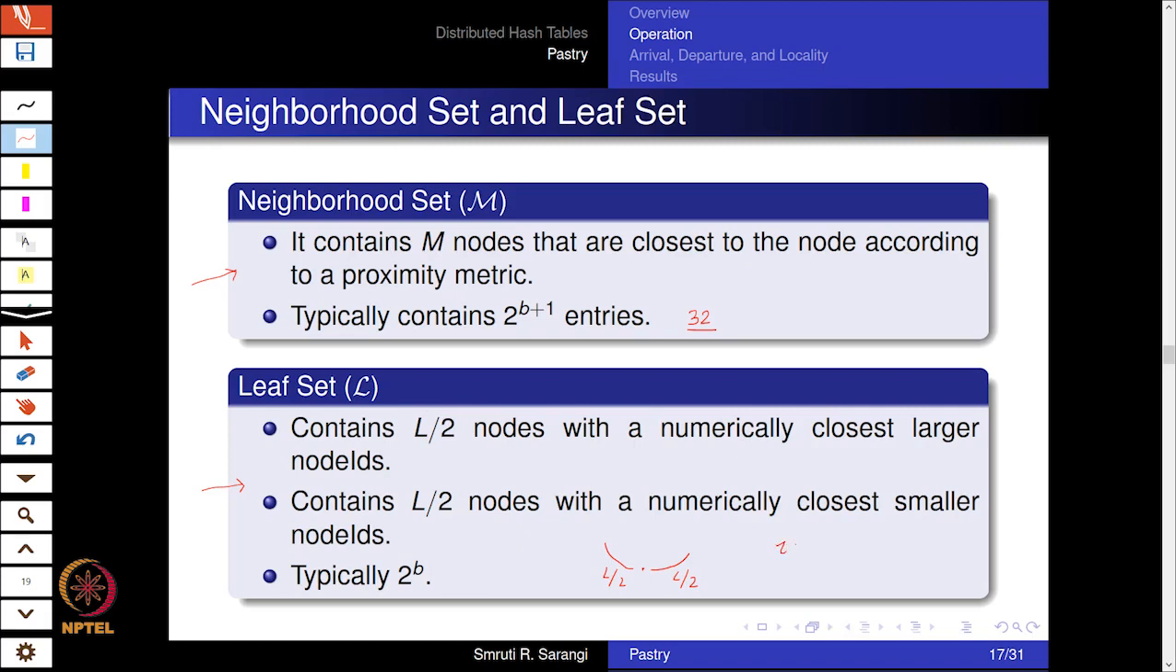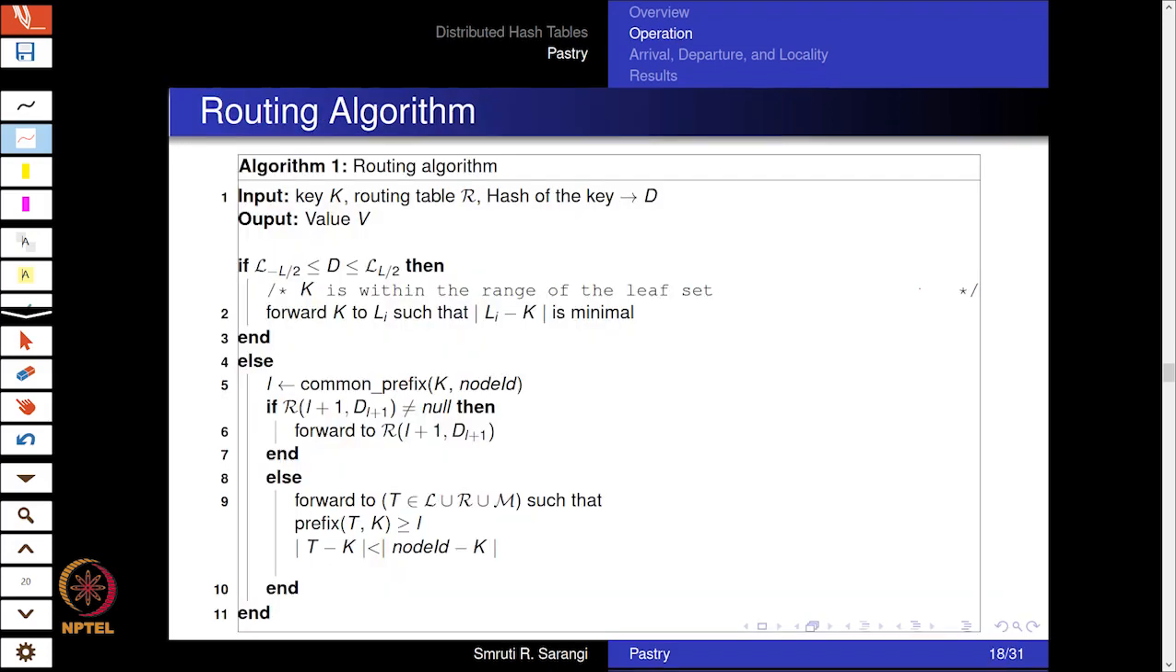So this is a proximity in the ID space, and the neighborhood set is a proximity in the geographical space. In the sense that if I have a node in my data center, other nodes in my data center are a part of my neighborhood, but they are not a part of my leaf set, right? So this kind of captures network proximity or geographical proximity. All right, so keeping these in mind, let's proceed.